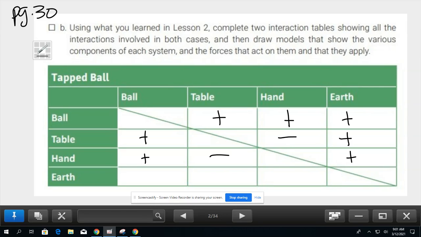Is earth interacting with the ball? Yes. Is it interacting with the table? Yes. Is it interacting with his hand? Yes.